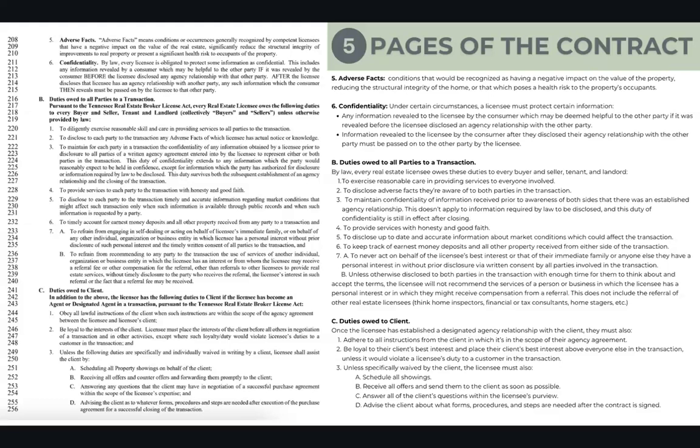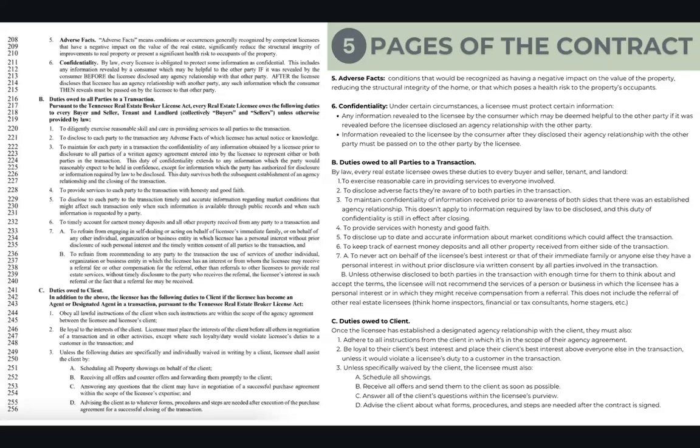Number 3, to maintain confidentiality of information received prior to awareness of both sides that there was an established agency relationship. Number 4, to provide services with honesty and good faith. Number 5, to disclose up-to-date and accurate information about market conditions which could affect the transaction. Number 6, to keep track of earnest money deposits and all other property received from either side of the transaction.